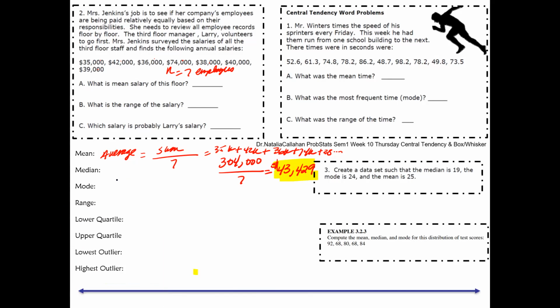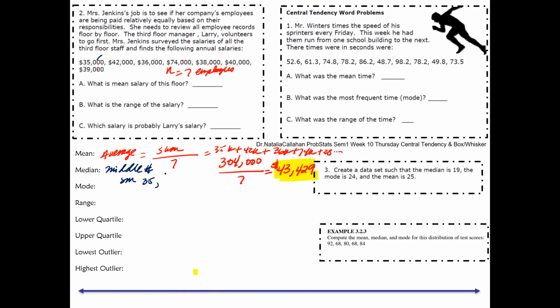Your median is going to be the middle number. That is what the median is. So for your middle number, you have to go ahead and rearrange them from smallest to the biggest. And so let's take a look. The smallest salary is $35,000. It's not $35. Just remember there's 3 zeros attached to it. So that is the smallest.